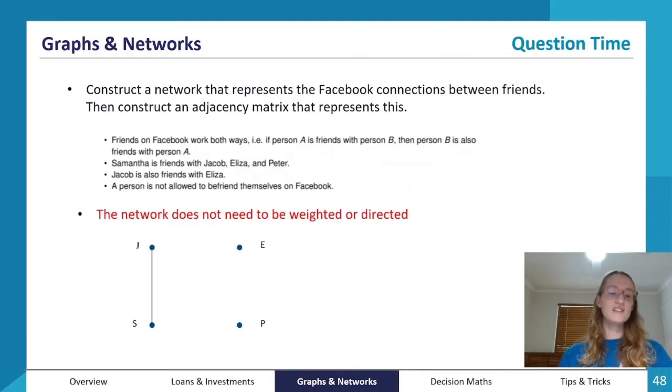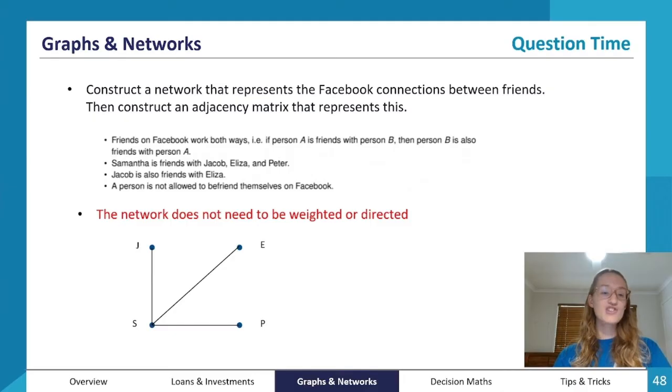So I've connected S to J. Samantha is also friends with Eliza and with Peter. So there, I've modeled our first bit of information there. And it doesn't matter if you set up or structured your graph or network in a slightly different way, as long as it's displaying equivalent information with the correct vertices and the correct connections between the associated people, then that means that the graph or network is displaying the correct information, which is the most important thing.